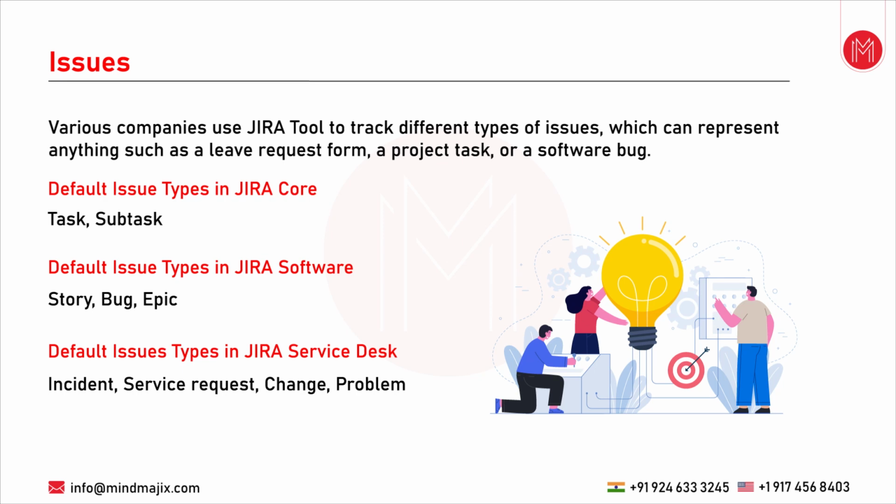The next issue type here is a change. So what is a change? A change is a rollout of new solutions or technologies. And the last issue type here is the problem. A problem is the tracking of underlying causes of the incidents. Okay, so these were the different issue types in JIRA Core, JIRA Software, and JIRA Service Desk.